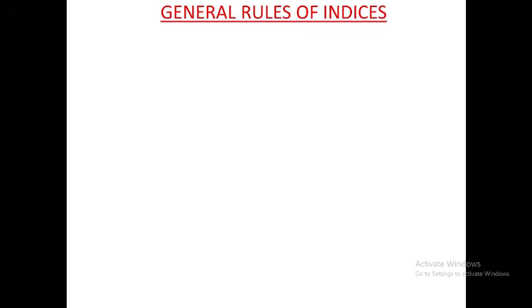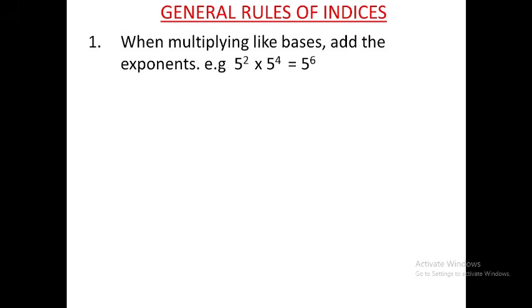Now, the general rule 1 of indices states that when multiplying like bases, add the exponents. Example is clearly stated there. 5 exponent 2 times 5 exponent 4 equals, of course, we are going to maintain one base, which is the 5, and add the exponents. And so 2 plus 4 becomes 6. I believe that is clear. Good. Let's take the second rule.